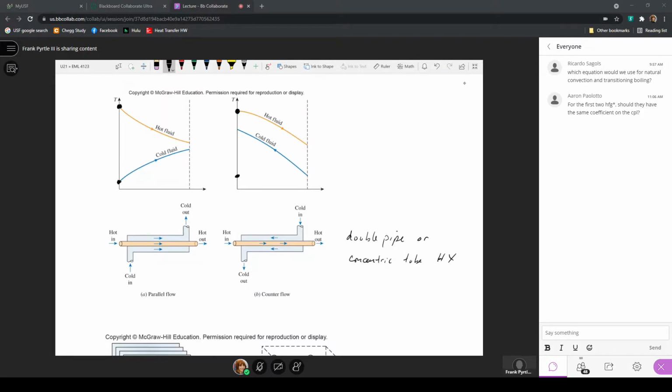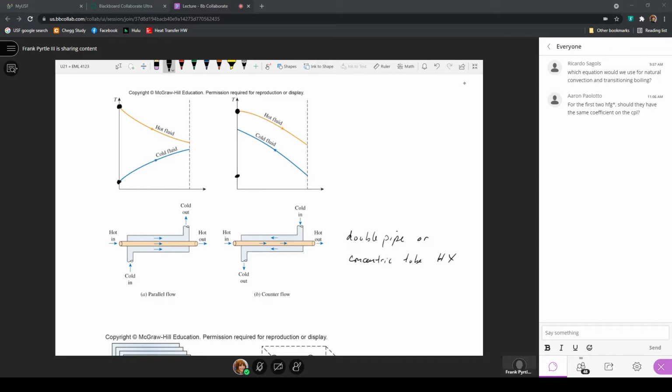In those two configurations, for the parallel flow heat exchanger, here we have the hot fluid coming in and the cold fluid coming in at what would be the same relative position in the heat exchanger, and they just flow in the same direction and give up their heat, so that the hot fluid is losing heat and its temperature is decreasing. The cold fluid is gaining heat and increasing in temperature.